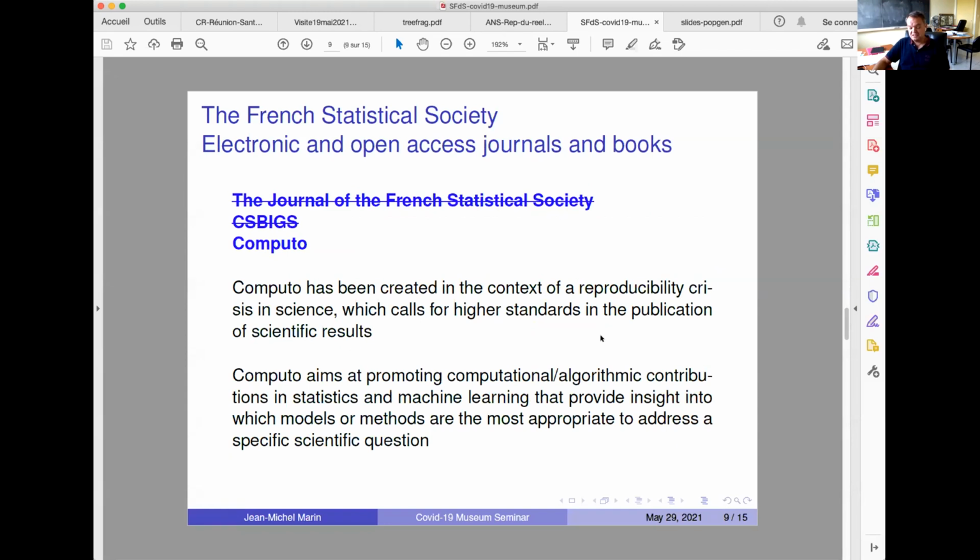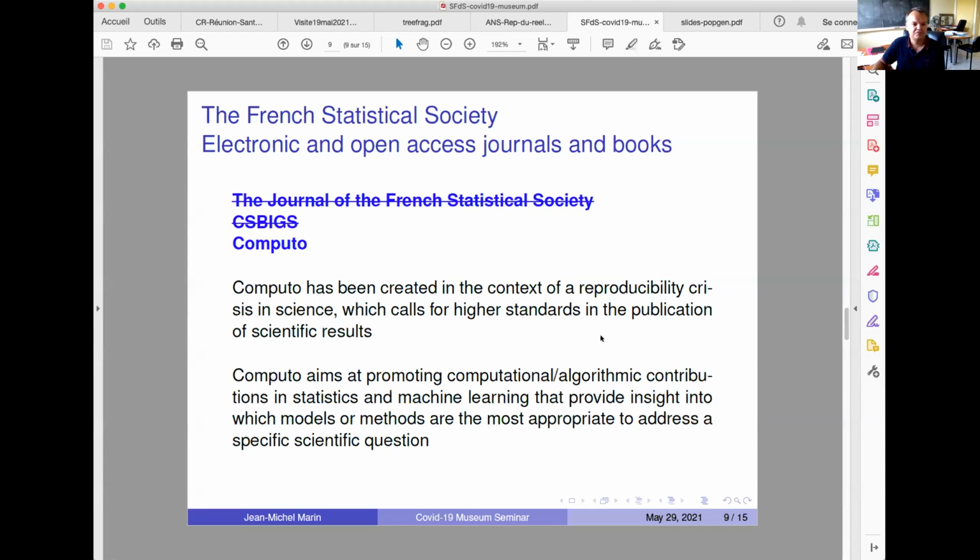The French Statistical Society has about 1,000 members. Each member can be associated with one or more groups. And we also have electronic and open access journals and books. And I would like to introduce more deeply our new journal, which is called Computo.